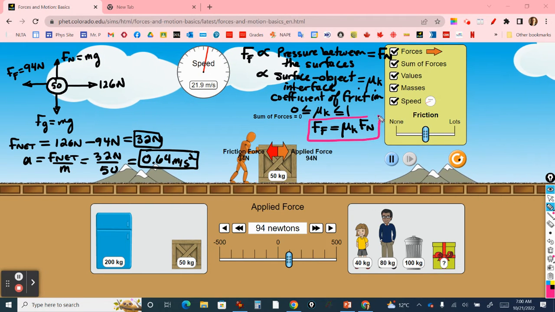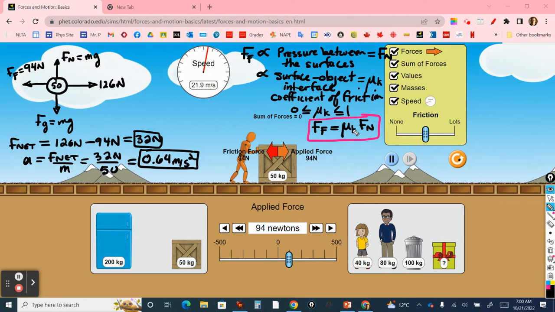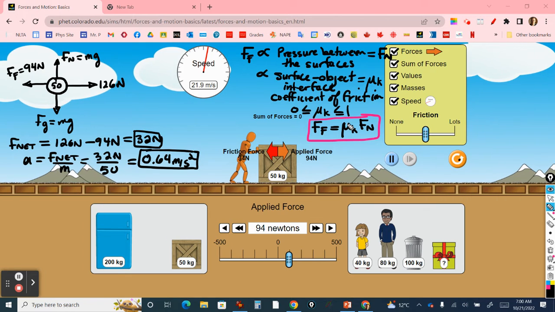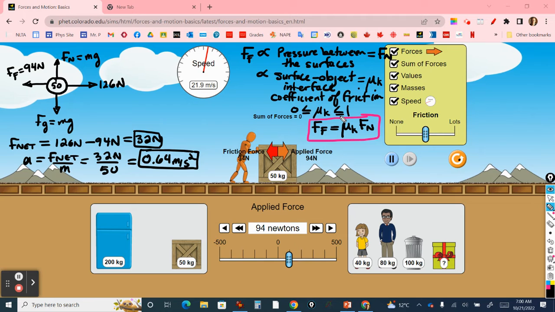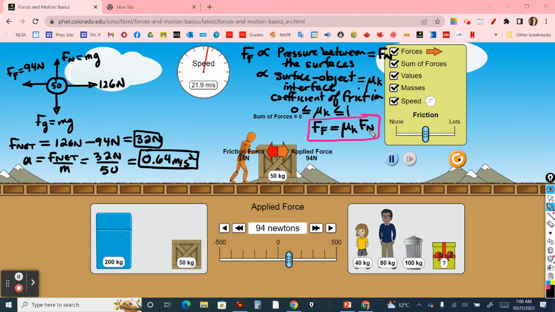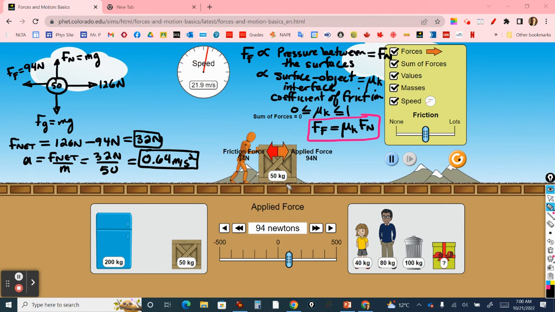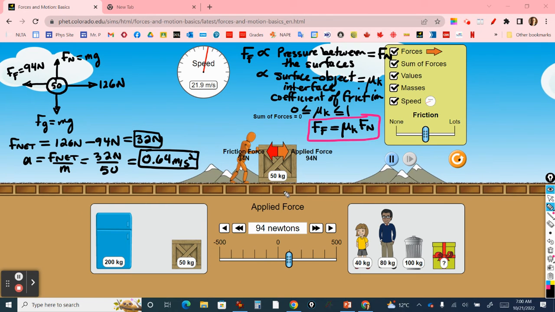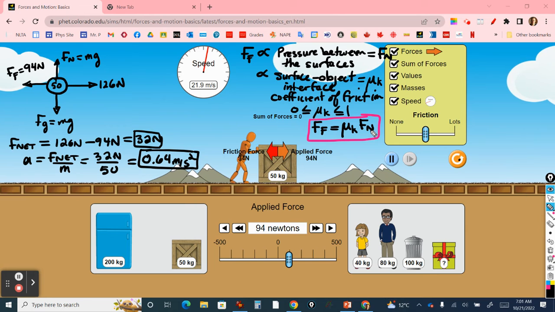Force of friction is the coefficient of friction, which is a measure of the stickiness of that particular surface object interface. It's somewhere between 0 and 1. And then you multiply that coefficient by the amount of pressure that exists between that object and the surface. And right now, the reaction of the surface, the normal force, is how you quantify that.